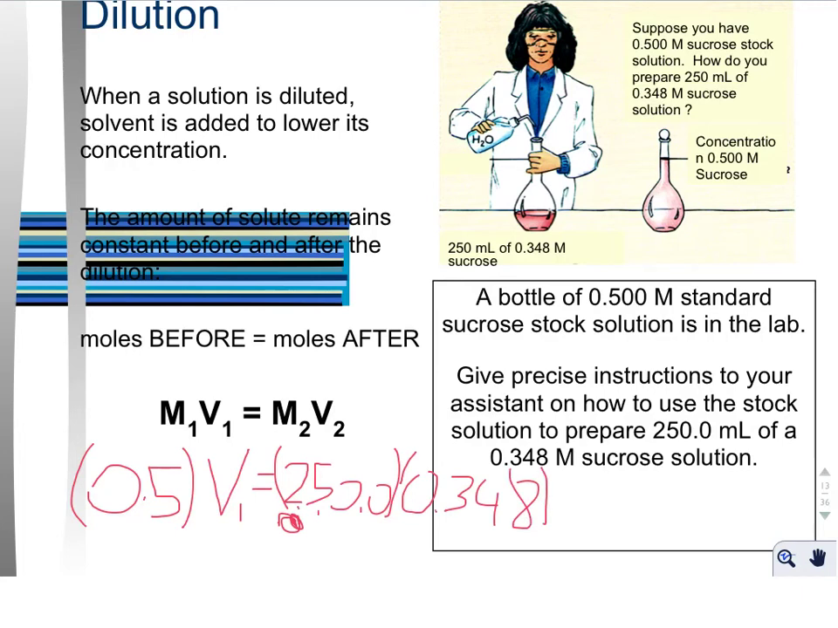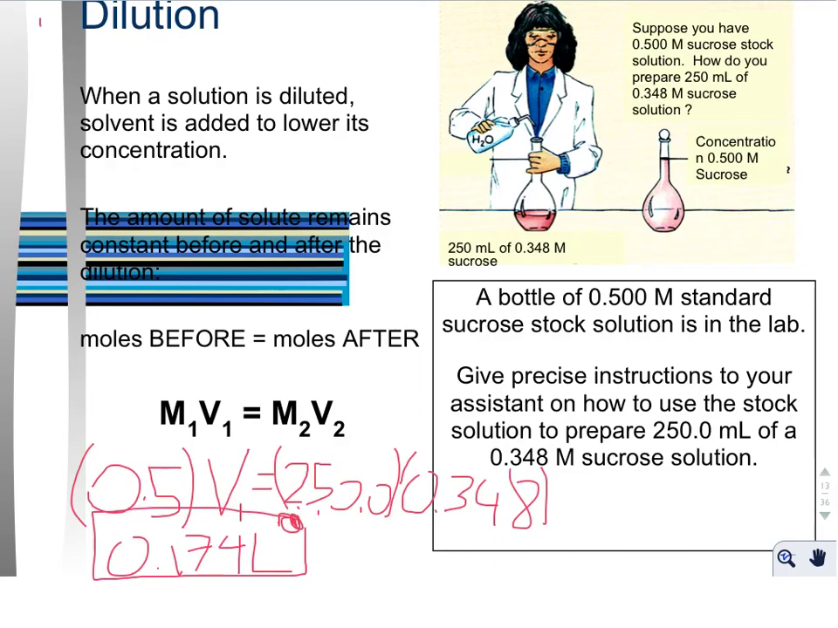What you can do is solve the right side of the equation. You get 0.087. That equals 0.5 times V1. To get rid of the V1, just divide by the 0.5. Your answer is 0.174. And that'll be liters, because remember our V2 is in liters. That's how much of the standard stock solution we want to start with.